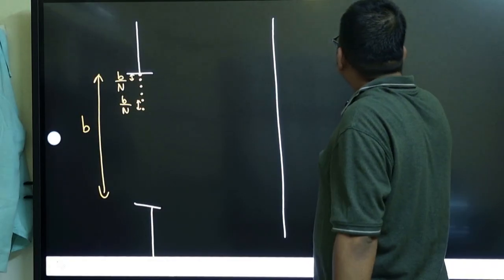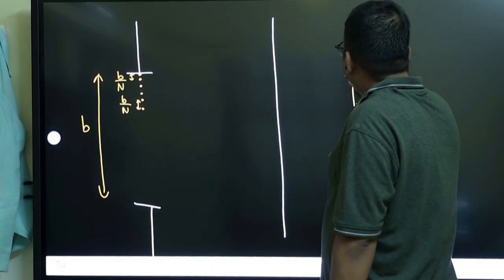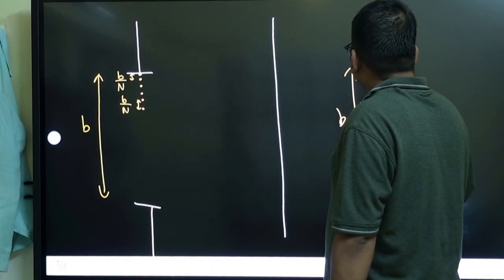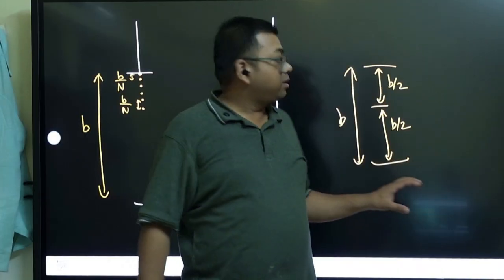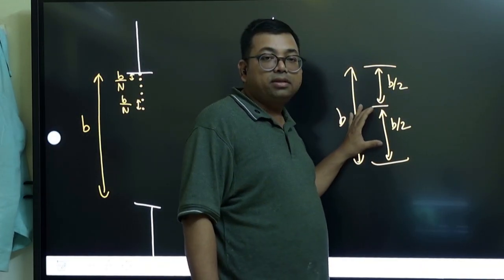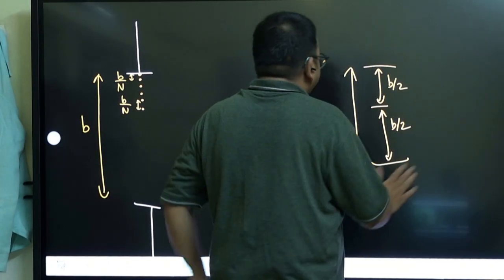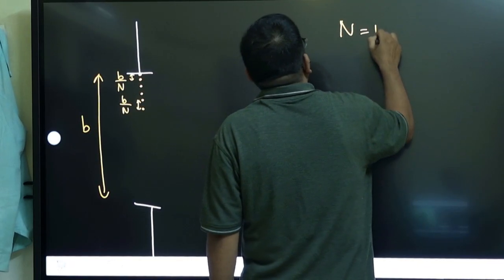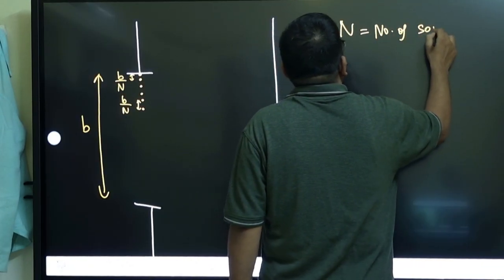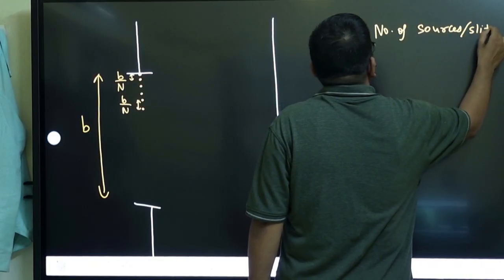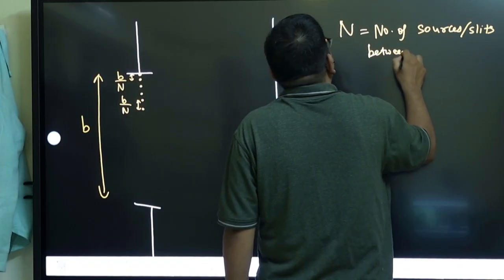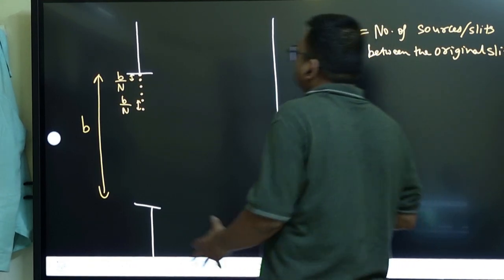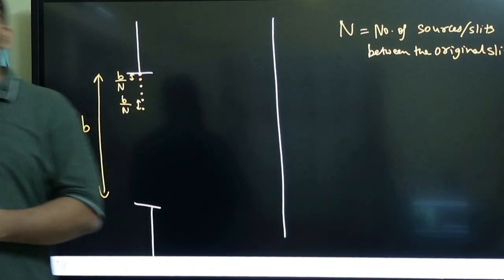We can divide into 2 also. Suppose this entire gap b, I can break into b by 2, b by 2. Correct? Then that means I am considering here like this is one slit, this is another slit, right? So here I am dividing into so many. Capital N is like the number of slits we are taking here. Capital N is the number of sources or slits between the original slit. So this original slit whose width is b, we are dividing into small slits.